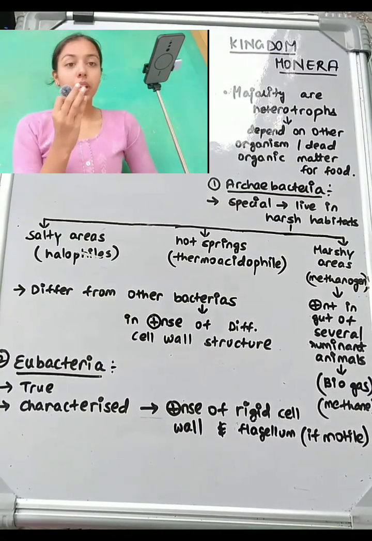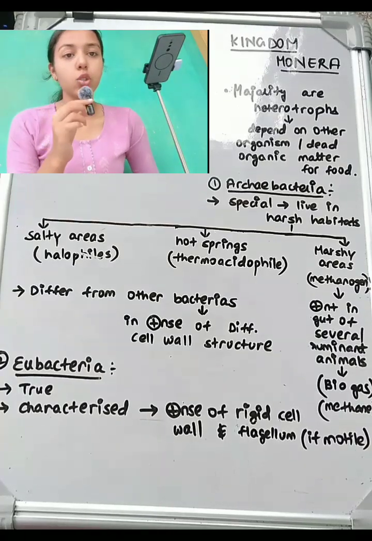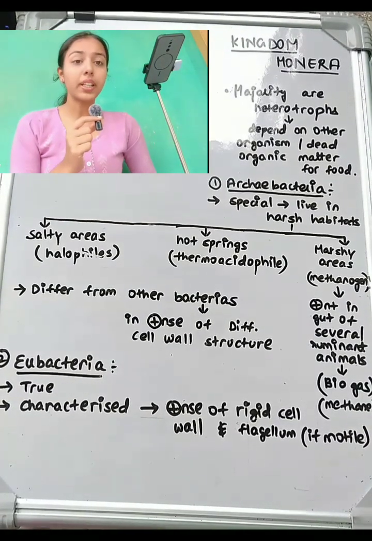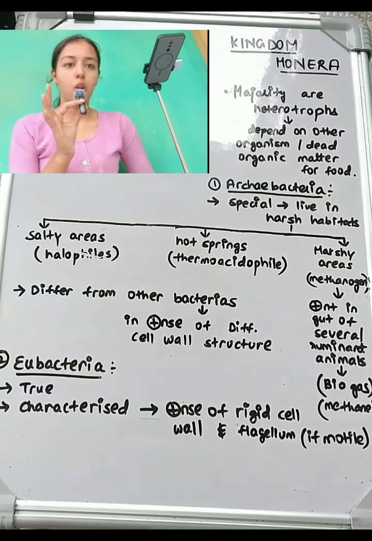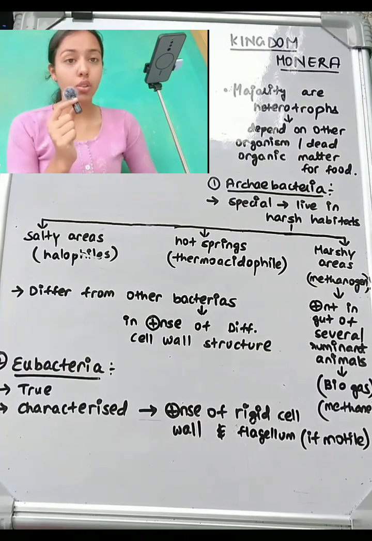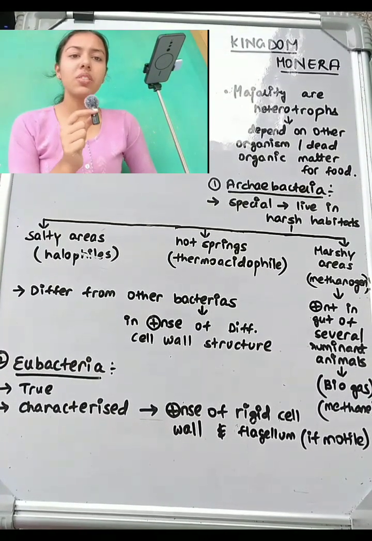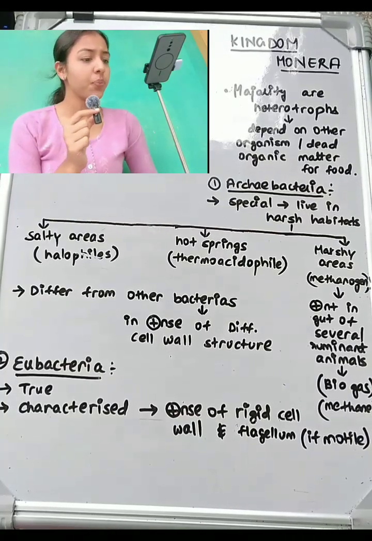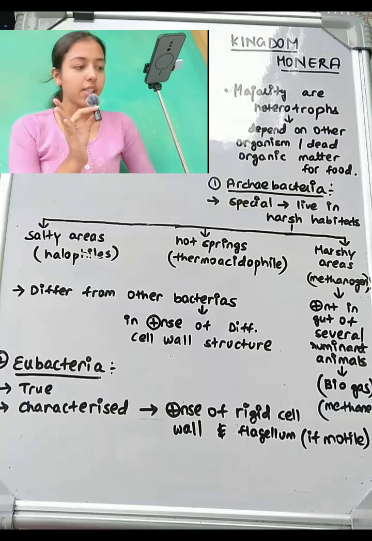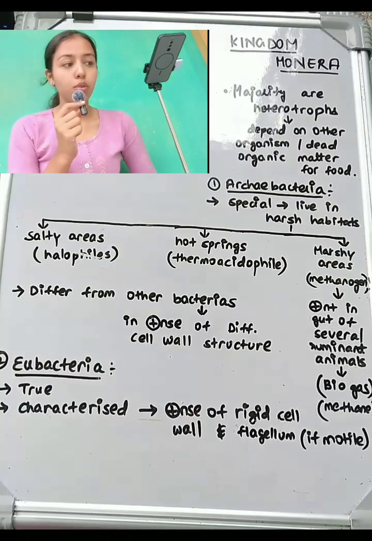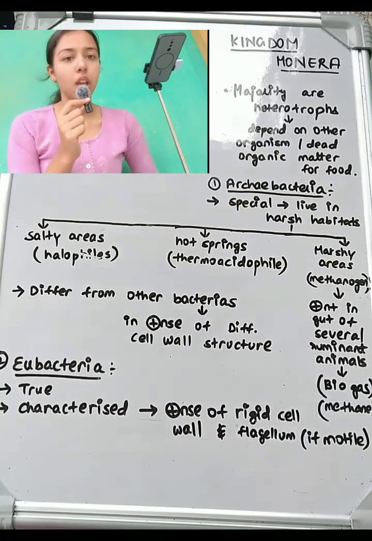Now, bacteria are classified into archaebacteria and true bacteria, that is eubacteria. Archaebacteria are special. How? Because they have a different cell wall structure which enables them to live in extreme harsh conditions. For example, salty areas, where they are called halophiles, hot springs, thermoacidophiles, and marshy areas, that is methanogens.